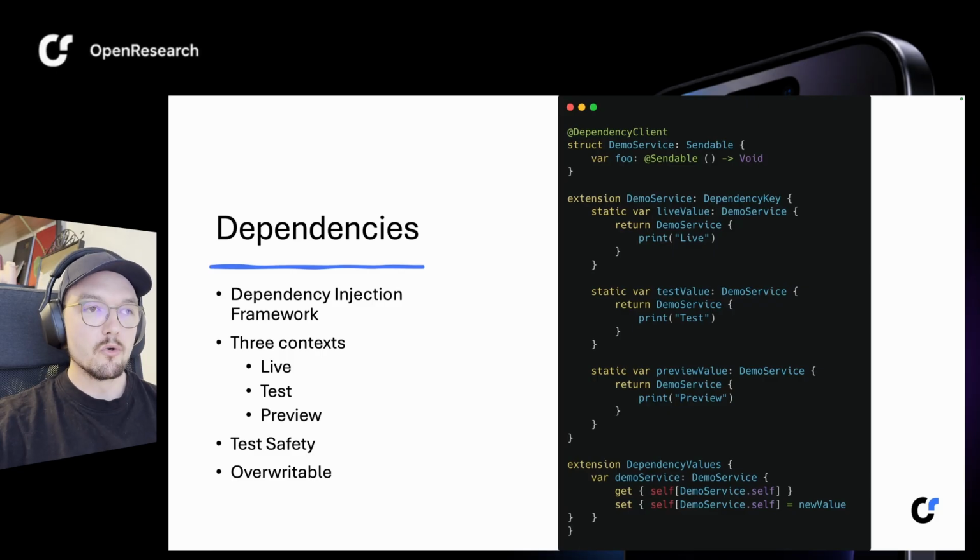But what you have to do, whenever you define a new service, you have to provide 3 different values for it. One is a live value, which is used when the app is actually running on the phone.